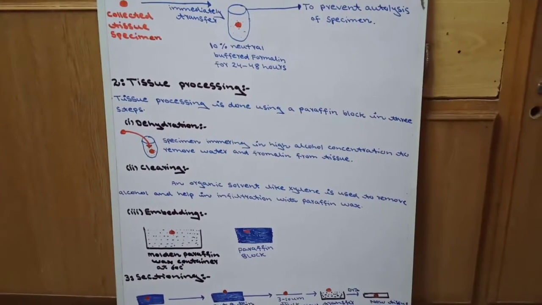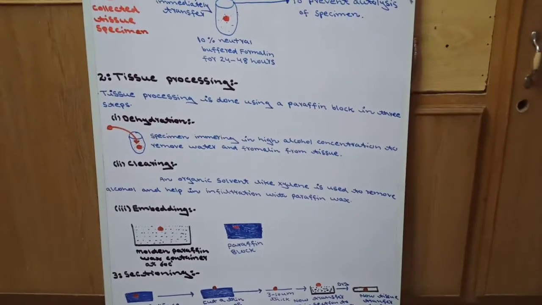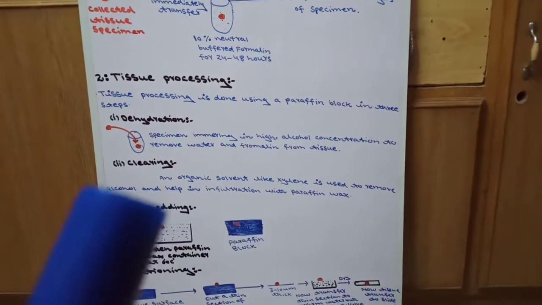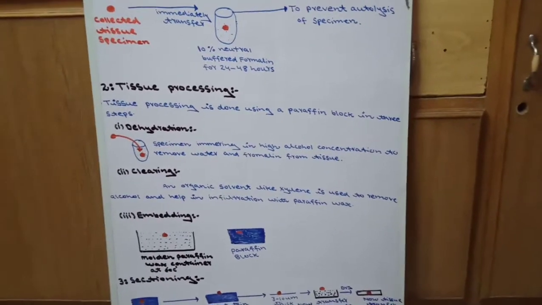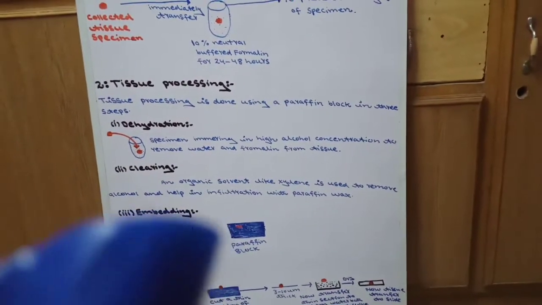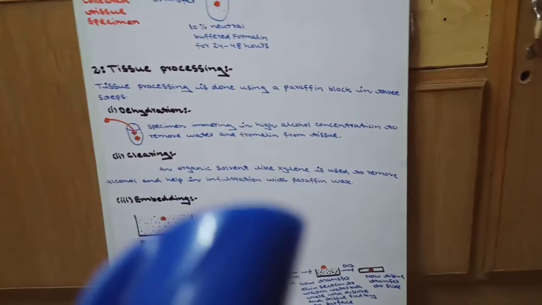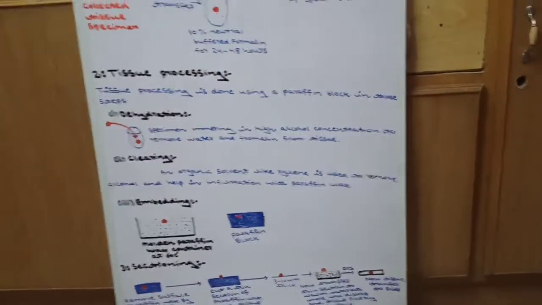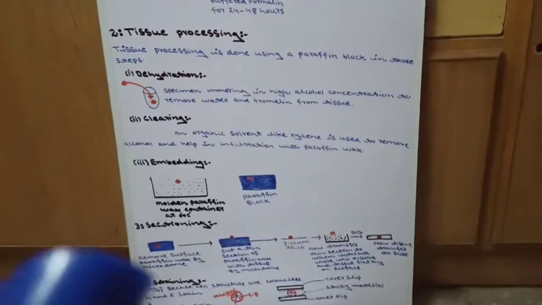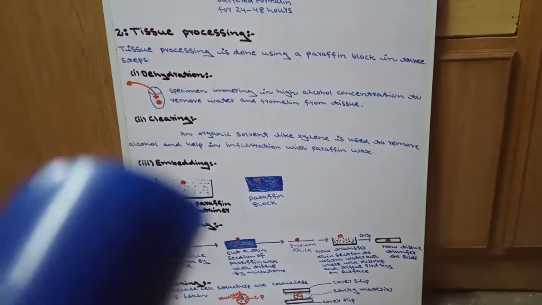Infiltration with paraffin wax is the second advantage of xylene. The first action of xylene is to remove high concentration alcohol, and the second advantage is that it helps in infiltration with paraffin wax. This is called clearing. The third step in tissue processing is embedding.